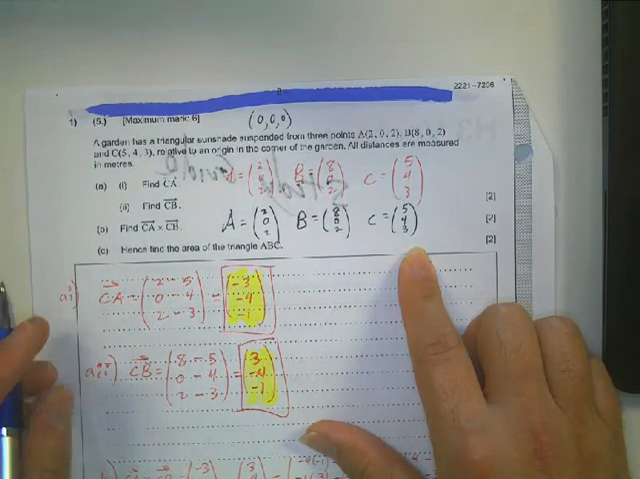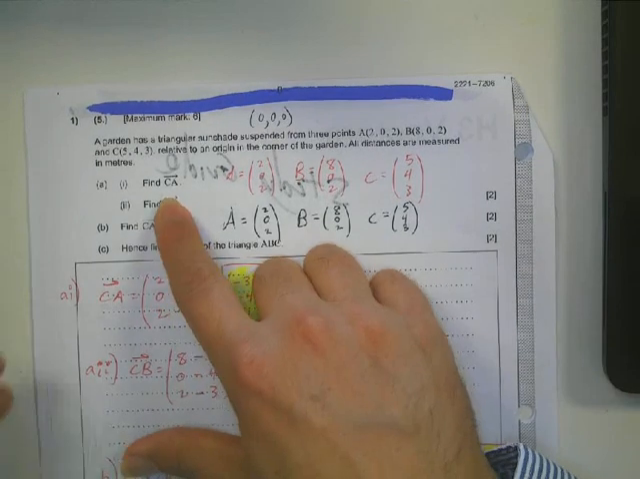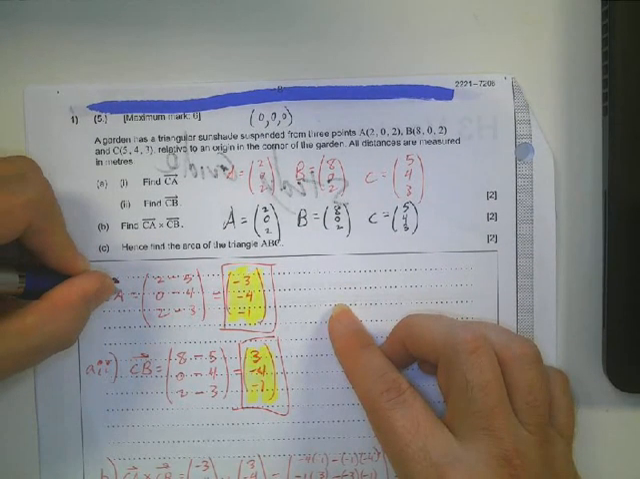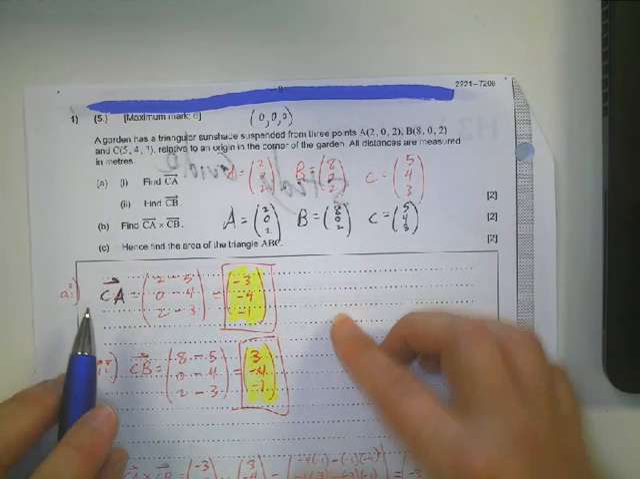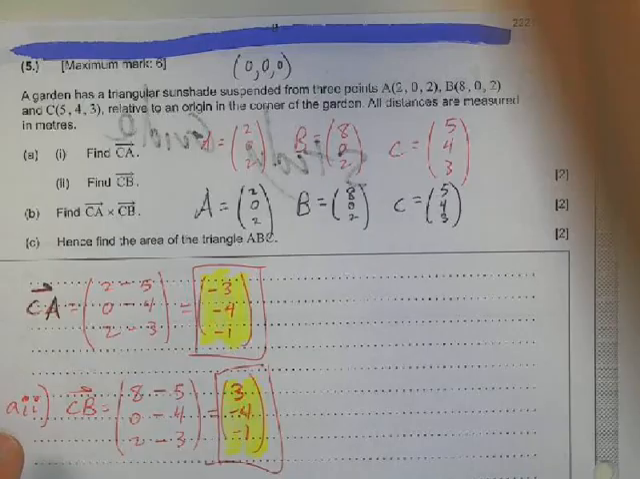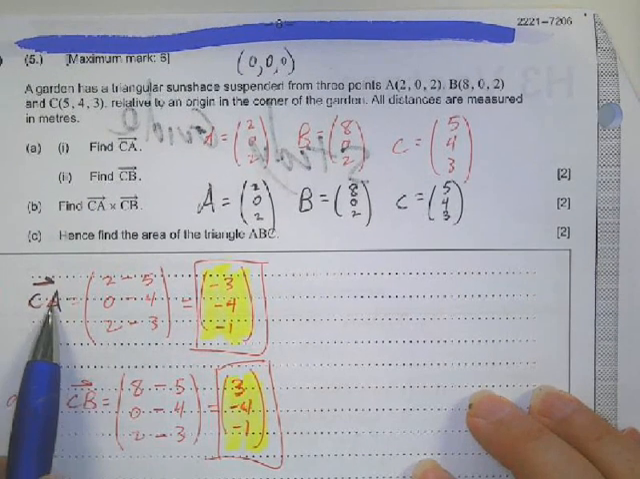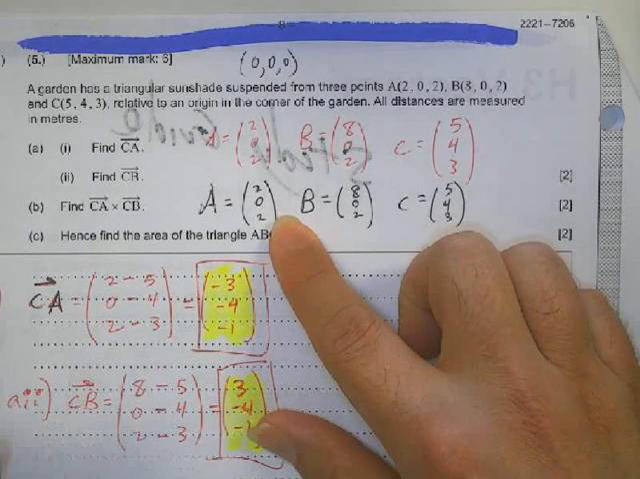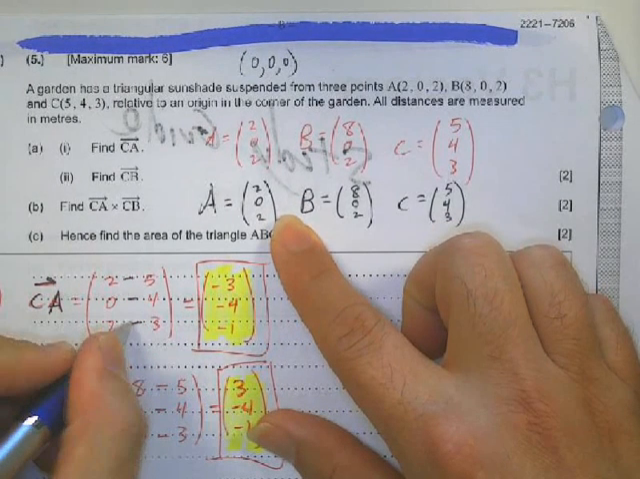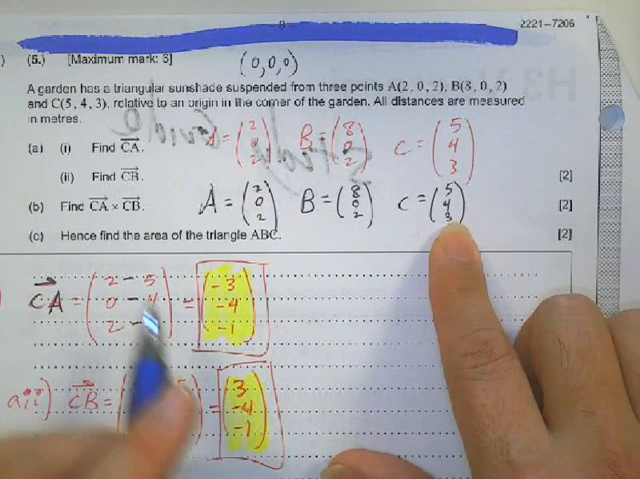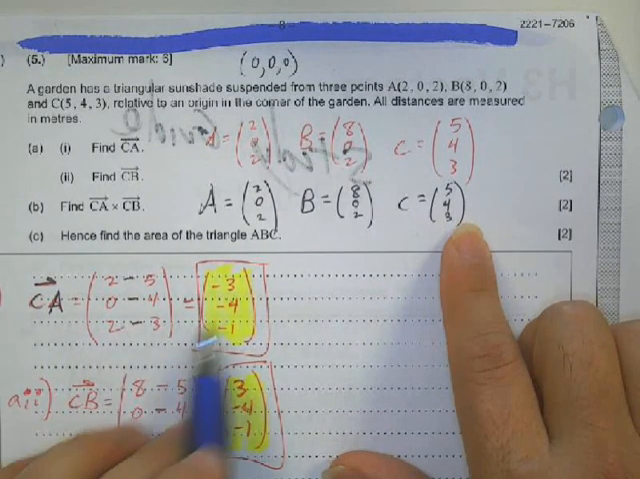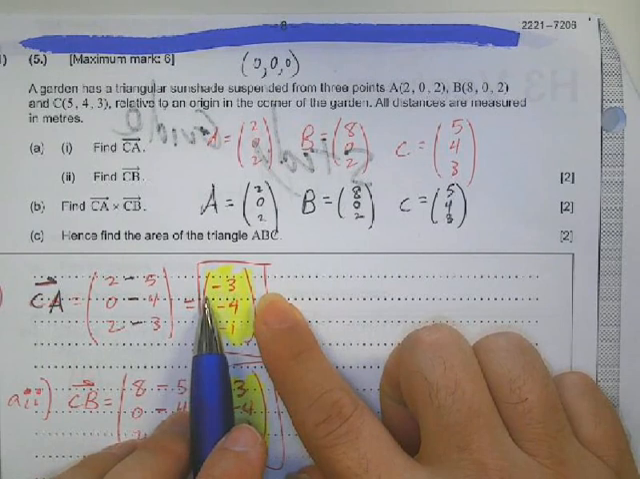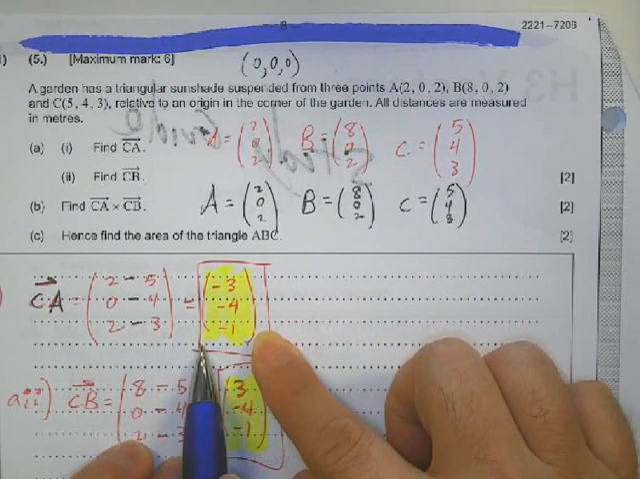Okay, so if I want to find vector CA, the first thing I'm going to do is write vector A, which is (2, 0, 2), minus the C values, which is (5, 4, 3). And this gets me the vector that takes me from point C to point A.